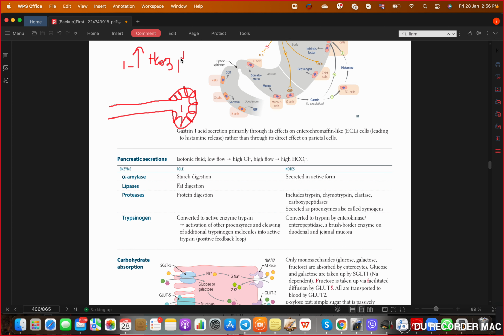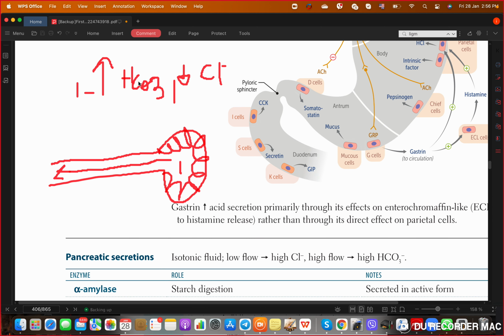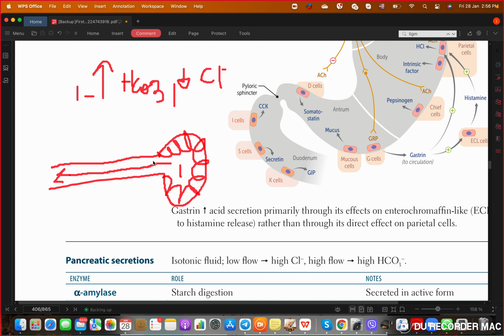And really low in chloride. Now it starts moving along the duct. When it starts moving here, what will happen? There will be more chloride put into it, and more bicarbonate sucked from it.